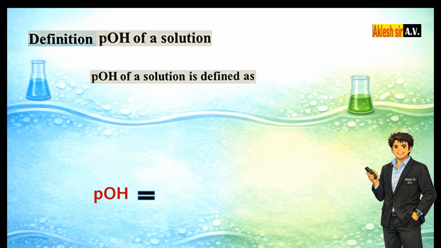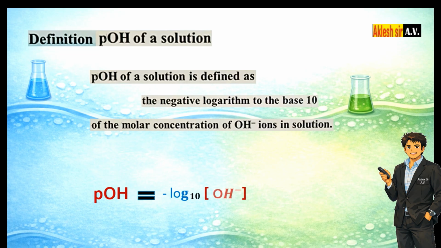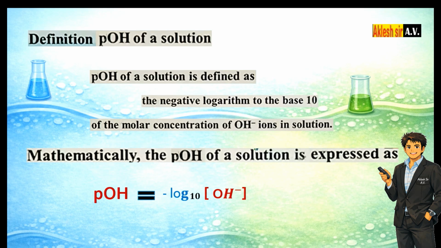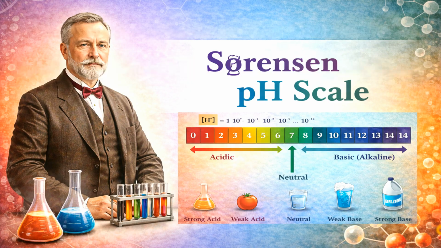The pOH of a solution is the negative logarithm to the base 10 of the molar concentration of OH minus ions in the solution. So the mathematical expression would be pOH is equal to the negative log to the base 10 of the hydroxyl ion concentration. Then the pH scale.